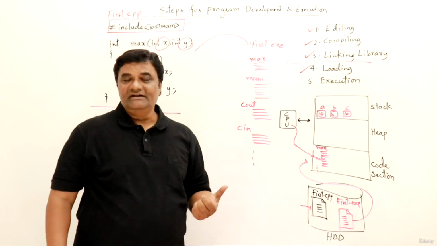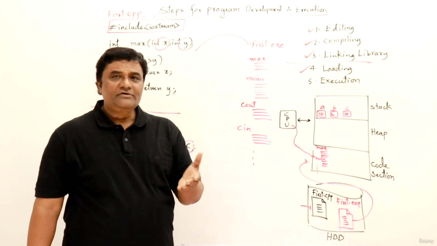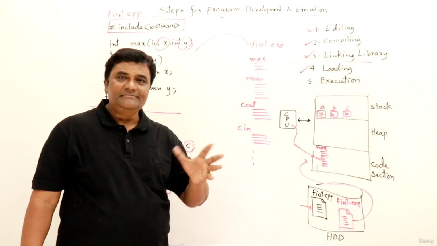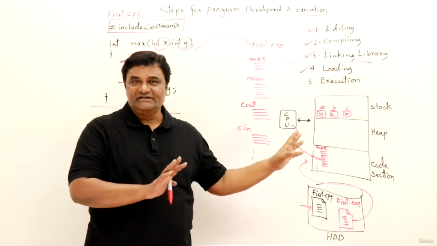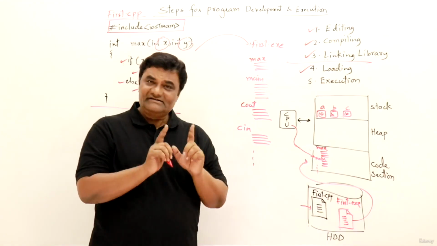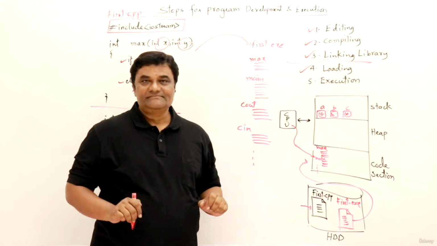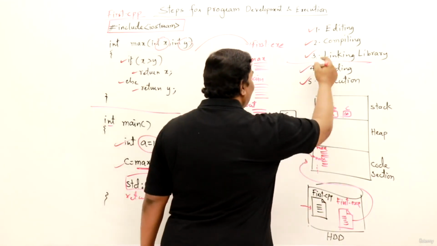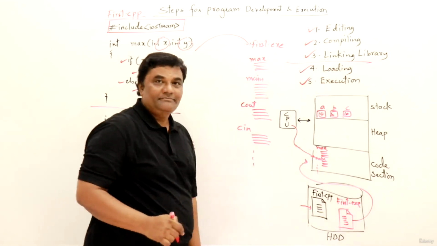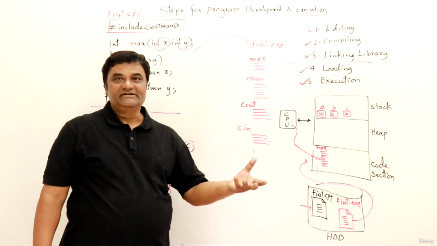Heap, what is the use of heap? It is used for dynamic memory allocation. We are going to learn more about the stack, heap and all in later sections. We will learn about this in detail. This is sufficient here. Just the introduction that there is something called stack, there is something called code section and heap. That is sufficient. So that's all about the steps for development and execution of a program. So this is how a program is developed and executed.